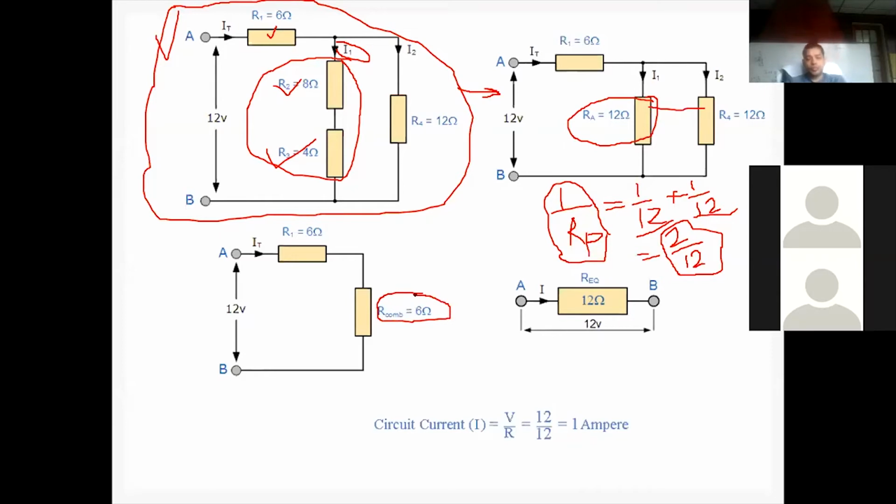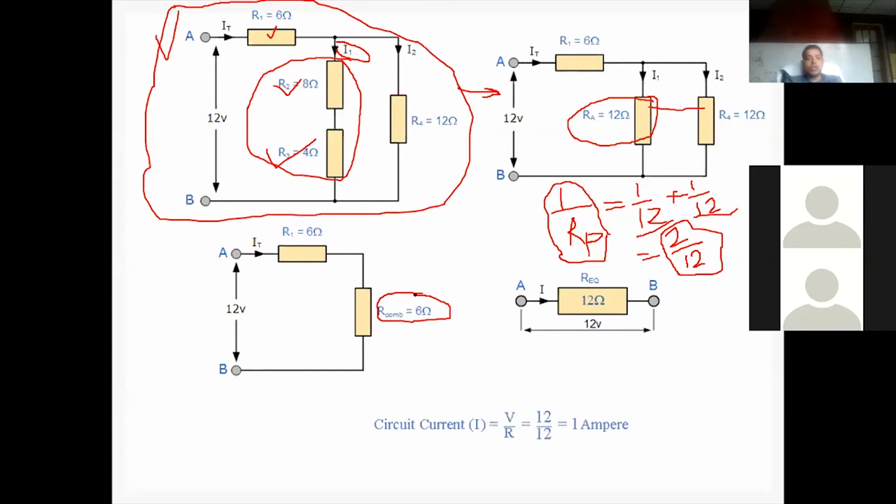Does it make sense? Yes. Now we have 2 resistors, right? Are they in series or parallel? Again, ask the question yourself. They're in series, because the same current passes through both of them.